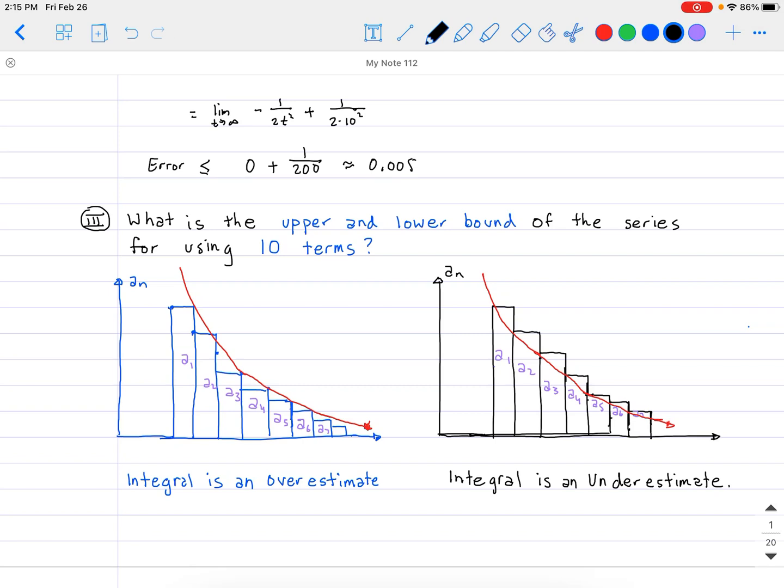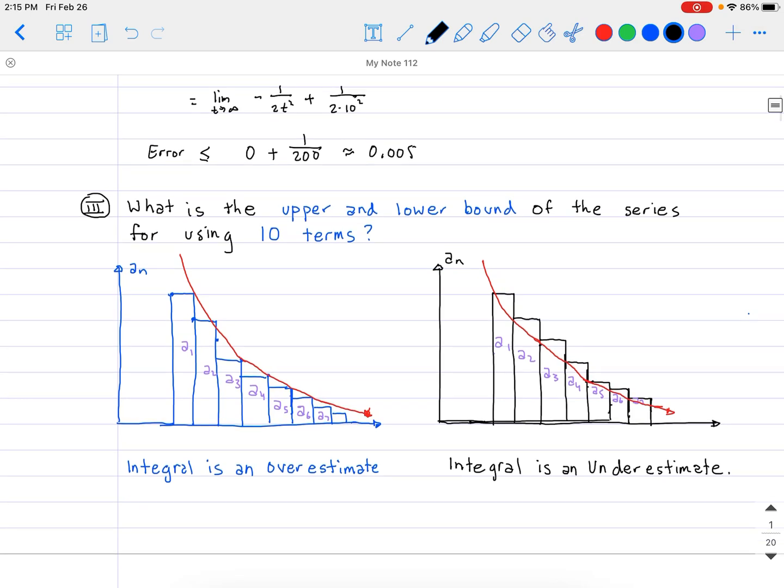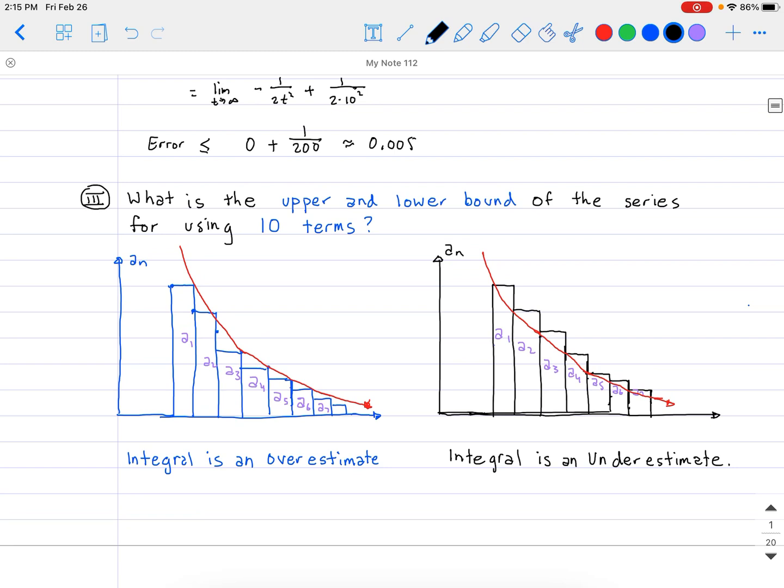So it could be either one or the other. But the biggest difference between the two, in terms of how they're related to each other, is that if you think about what we did back with the left-hand rule and the right-hand rule, whichever one it is, that's the overestimate and the underestimate. The underestimate was always just one partition less than the overestimate. Let me repeat it one more time. The underestimate is always just one partition less than the overestimate.